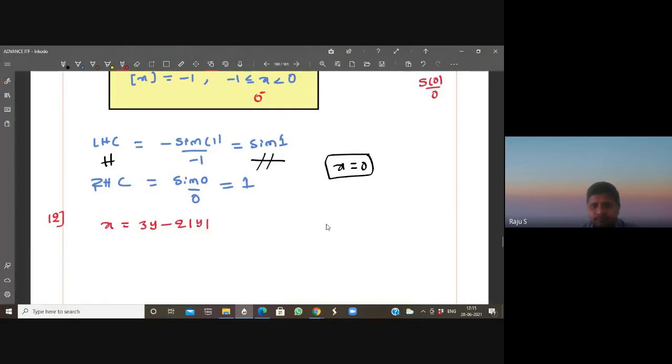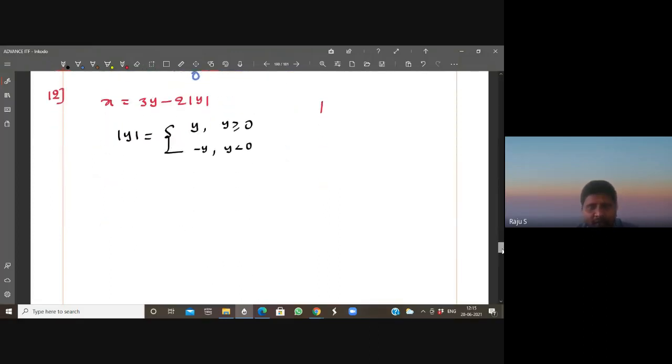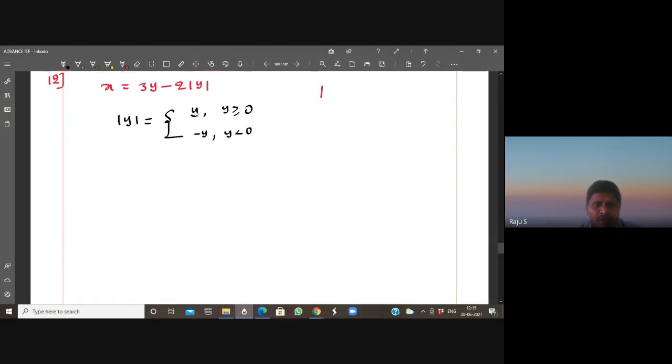Simple, student. Since we know that mod y has two cases, that is plus y for y greater than or equal to 0, minus y for y lesser than 0. Am I right? Y greater than or equal to 0, modulus y becomes y; y lesser than 0, minus y. Is it clear? Okay, now I want to take two different cases. So x is equal to, I want to substitute here 3y minus 2 into y. Here y is greater than or equal to 0.